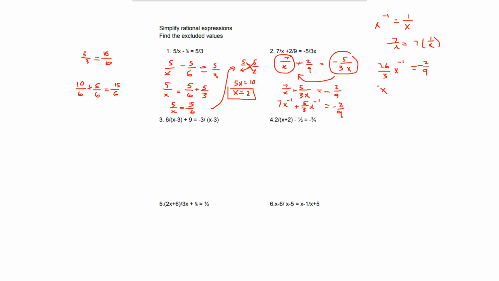So if you divide both sides by 26 over 3 to isolate the x, we'll get 1 over x, which is also just x to the negative 1. And we get negative 2 over 9 divided by 26 over 3, which is going to be negative 1 over 39. So x will equal negative 39. If you don't recognize that we just need negative 39 to match this, you could have cross multiplied, so it would have become negative x equals 39, or x equals negative 39.